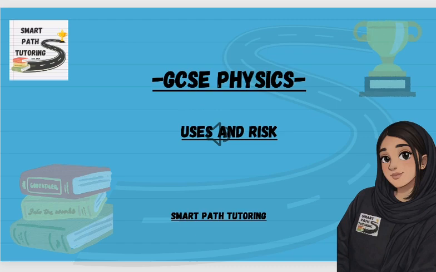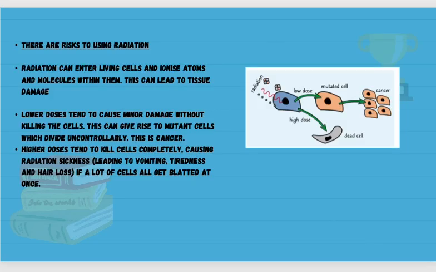This is about uses and risks. There are risks to using radiation. Radiation can enter living cells and ionize atoms and molecules within them. This can lead to tissue damage.